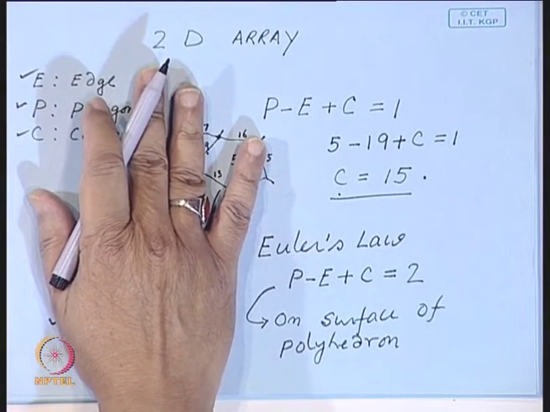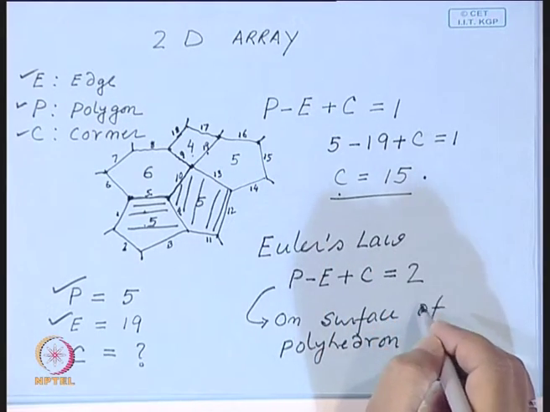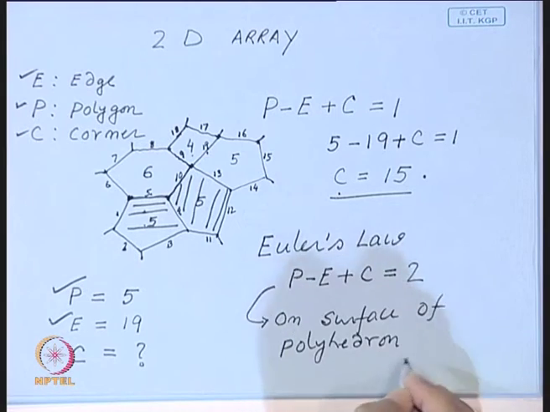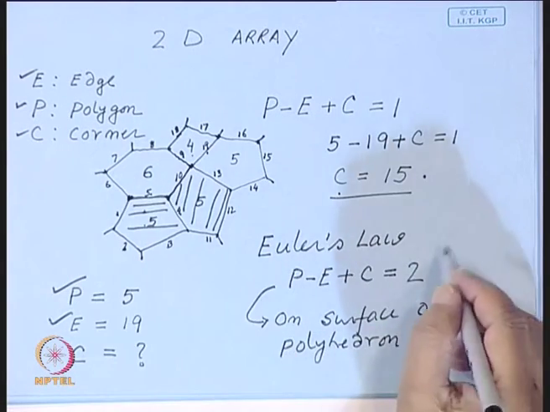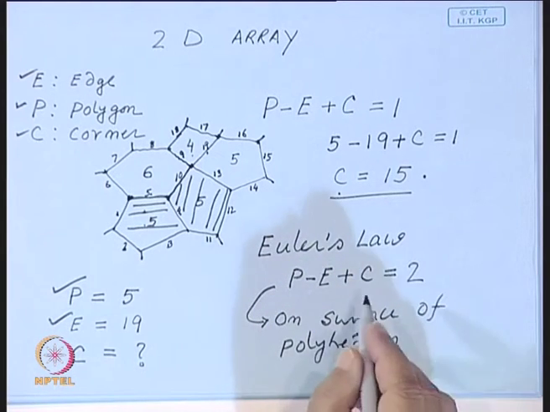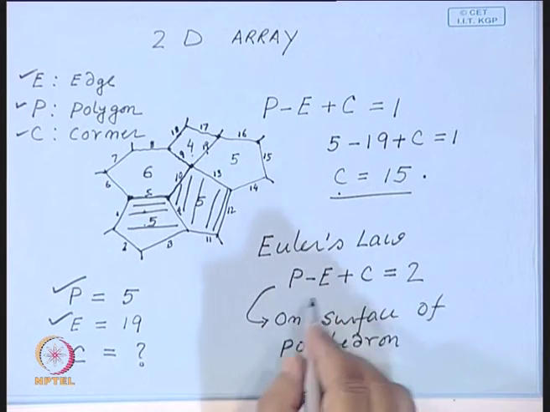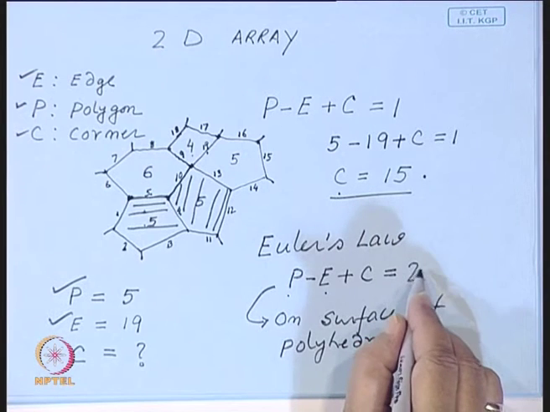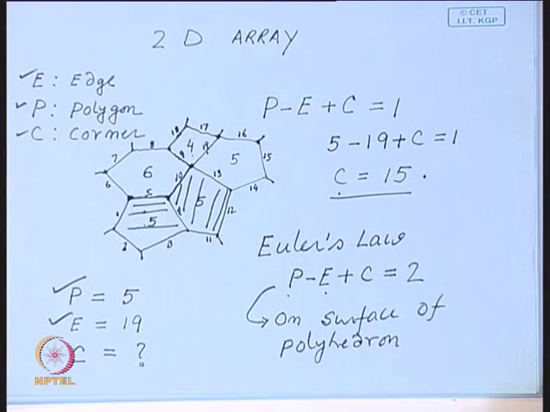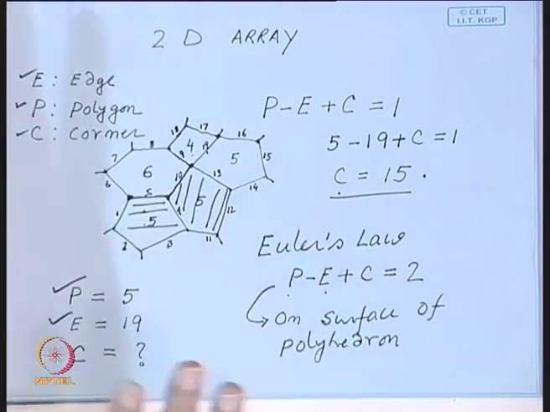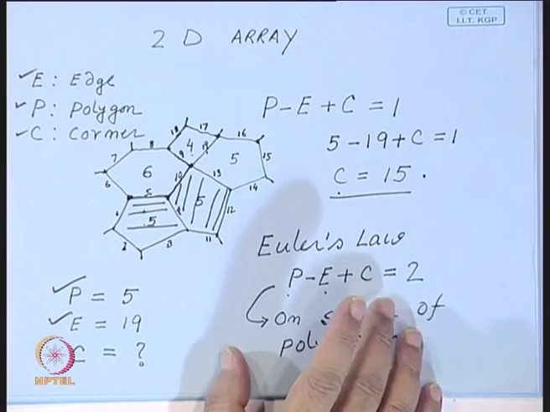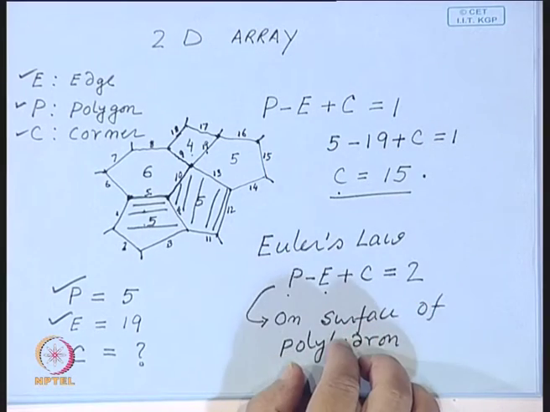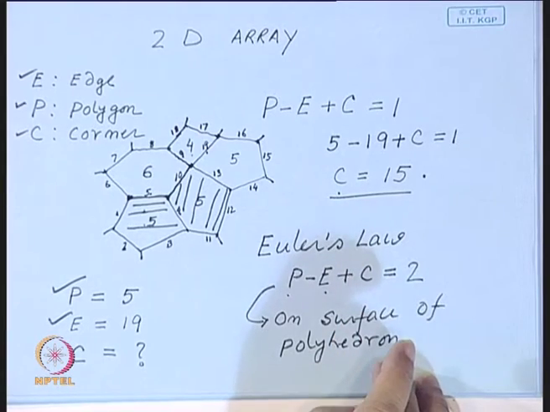In fact, there is an Euler law which is valid on surface of polyhedron, like let us say truncated octahedron we talked about. The truncated octahedron also you can apply this law P minus E plus C, but this will be equal to 2. Here also in this polyhedron you will have number of faces, corner and edges. So, therefore, this can be applicable, this type of law is very general, it can be applied to polyhedron also.